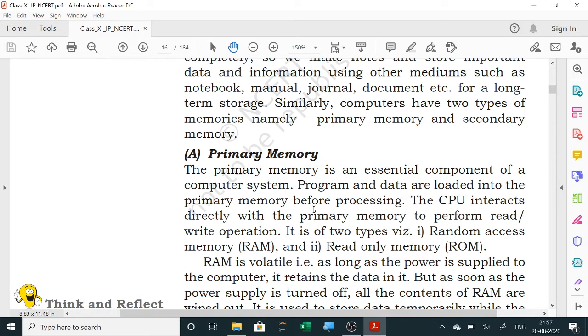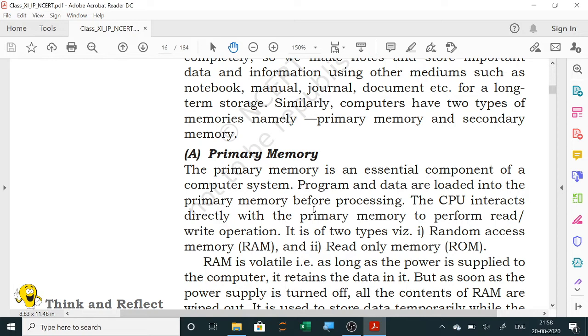Program and data are loaded into the primary memory before processing. The CPU interacts directly with the primary memory to perform read and write operation. It is of two types, RAM and ROM. RAM is random access memory and ROM is read-only memory.